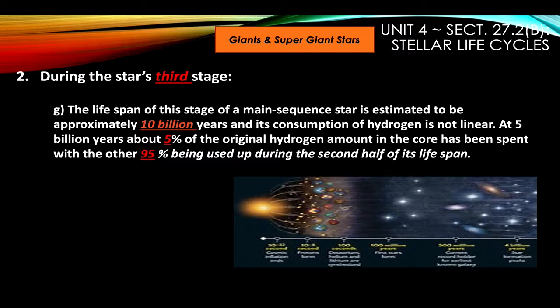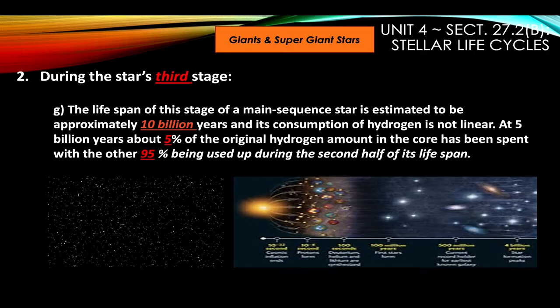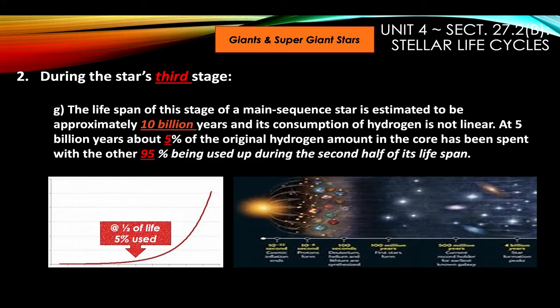Lifespan of the main sequence star is estimated to be about 10 billion years, about the amount of hydrogen it has and the rate it reacts. And at the 5 billion mark, it's not linear, it's a curve. So when you get through half of this, about 5 billion years, about 5% of the hydrogen is used up. But this accelerates. And so once that's been spent, about the other 95% will be consumed in this second half. So it's not a linear function. It's not that at 5 billion, you got half of it. So it's that kind of a graph. About half of its life, about 5% used, the other half, the other 95% is used.